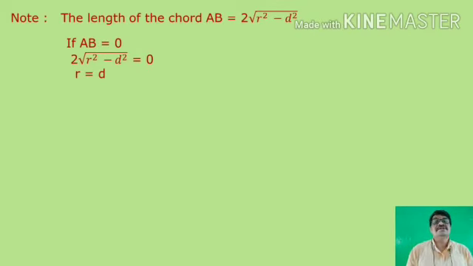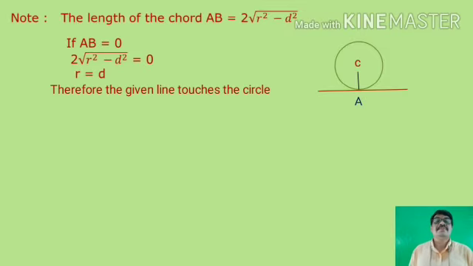So in the case of r equal to d, the given line touches the circle. When the length of the chord becomes 0, then that line touches the circle. See this diagram, this is the circle, and this circle touches the given line. Since here r is equal to d, therefore the given line touches the circle.